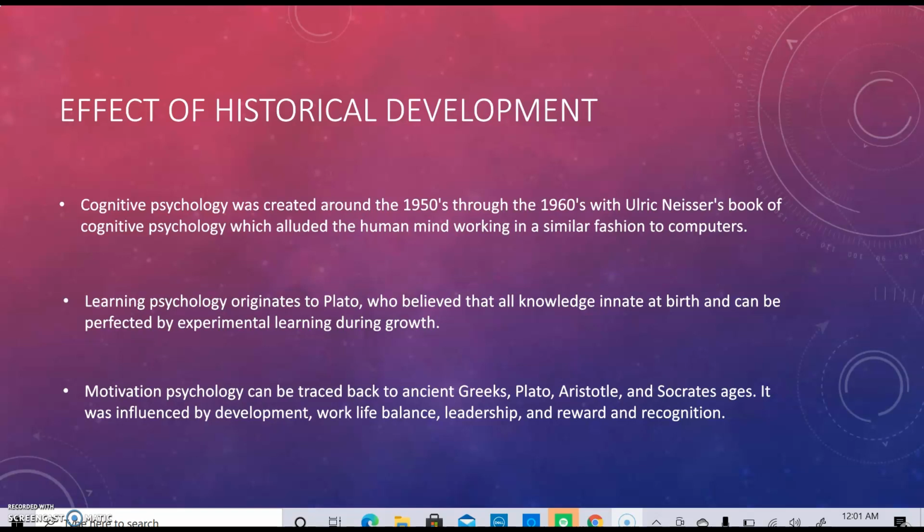Learning psychology's historical development originates with Plato, who believed that all knowledge is innate at birth and can be perfected by experiential learning during growth. Motivation psychology can be traced back to the ancient Greeks, Plato, Aristotle, and Socrates' ages. It was influenced by development, work-life balance, leadership, and reward and recognition.